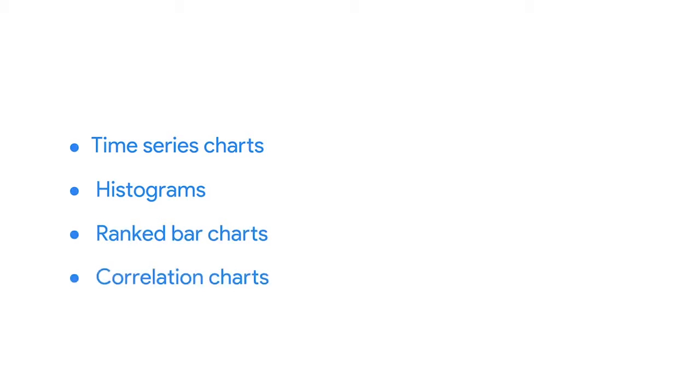We've now talked about time series charts, histograms, ranked bar charts, and correlation charts. Each of these charts can visualize a different type of analysis. Your business objective and audience will help figure out which of these common visualizations to choose. Or you may want to check out some other kinds of visualizations out there. There's also a glossary of visualizations that you'll be able to reference later.